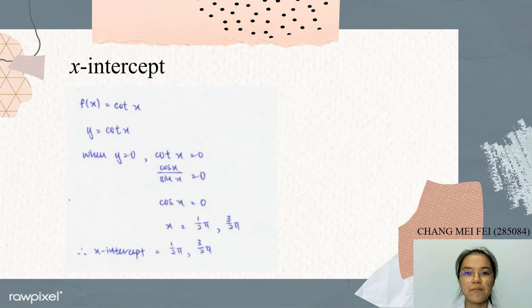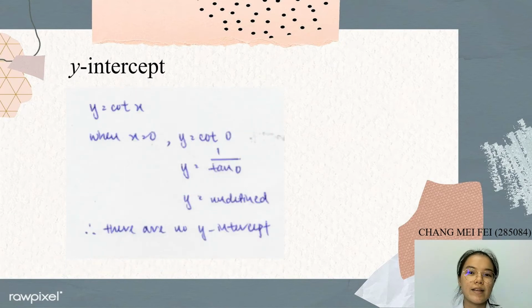To find the x-intercept, we need to let y equal 0. When y equals 0, cotangent x equals 0. Cotangent x can be written as cos x over sin x equals 0. We multiply both sides by sin x, and we get cos x equals 0. To find x, x equals inverse cos 0, so x equals pi over 2 and x equals 3 pi over 2. Therefore, the x-intercepts are pi over 2 and 3 pi over 2.